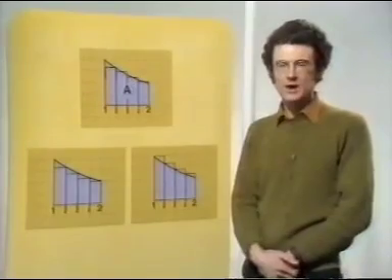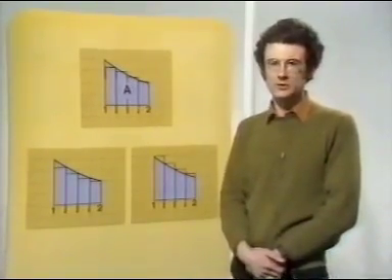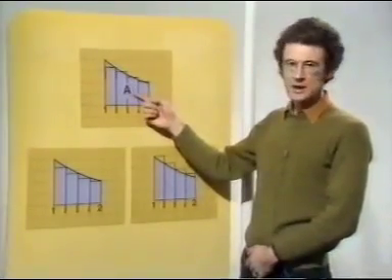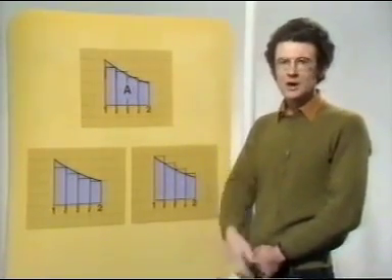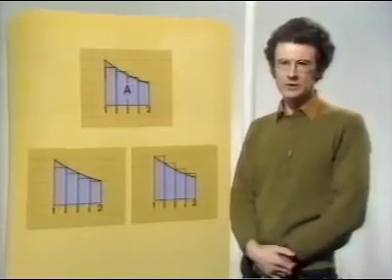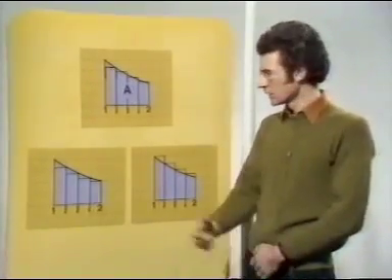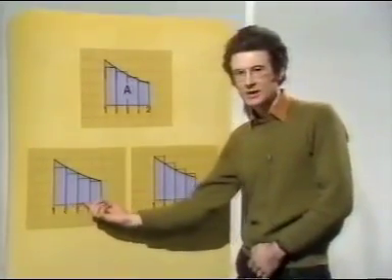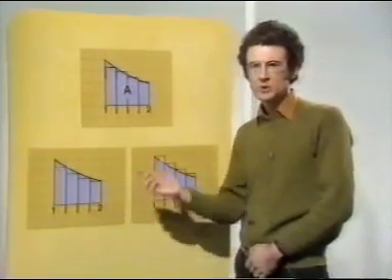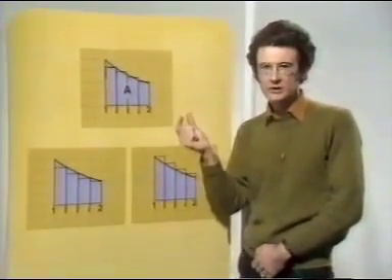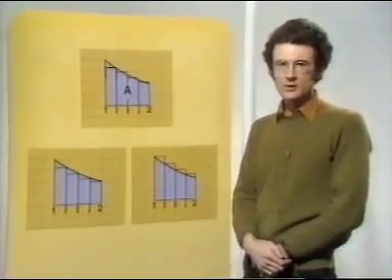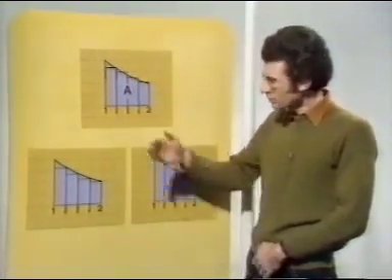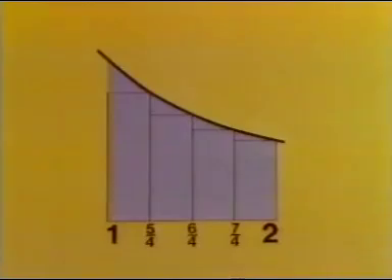So if we calculate the areas of the 2 histograms, we'll get 2 numbers, and the value of the area A will be pinched between those 2 numbers. Actually, with only 4 rectangles, it won't be pinched very tightly. But we'll see in a minute that by taking more and more rectangles here, we can get estimates which pinch A tighter and tighter. But first of all, let's find numerical values for our 2 estimates. And we'll start with the underestimate.